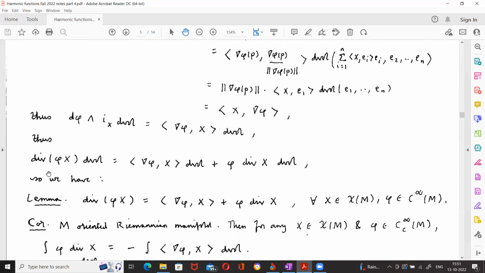So therefore, I can cancel the dvol from both sides. And so I get that the divergence of phi times X is inner product grad phi with X plus phi times div X. All right. Is this okay? So this is a sort of Leibniz rule for the divergence.